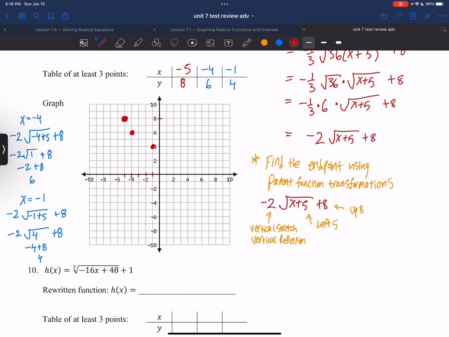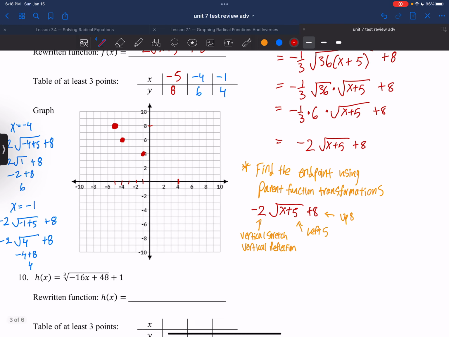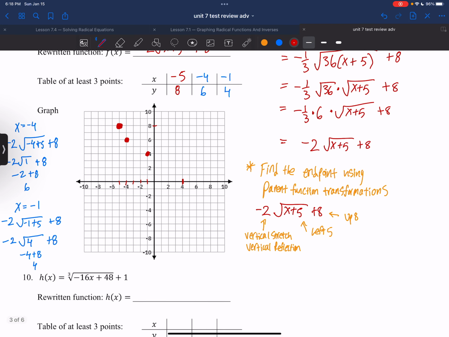If you test x equals 4, 4 plus 5 is 9. Root of 9 is 3. That's -2 times 3 is -6. -6 plus 8 is 2. So actually, there is a point right here at 4, comma 2. And then 16, x would have to be 11, so I don't have enough space for that.